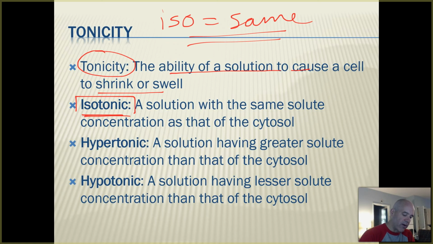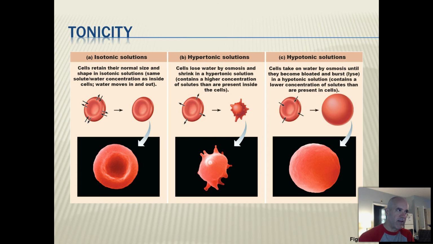A hypertonic solution is one in which the solute concentration, hyper means elevated or high, you have a greater solute concentration outside the cell than inside. A hypotonic solution, you have a lower solute concentration outside versus inside. Okay, so how in the world does this influence whether or not a cell takes up water or loses water?